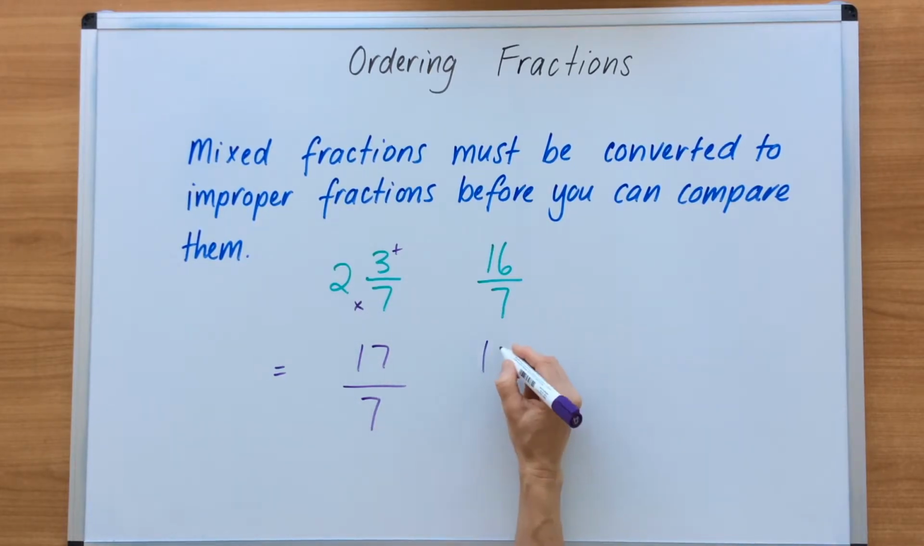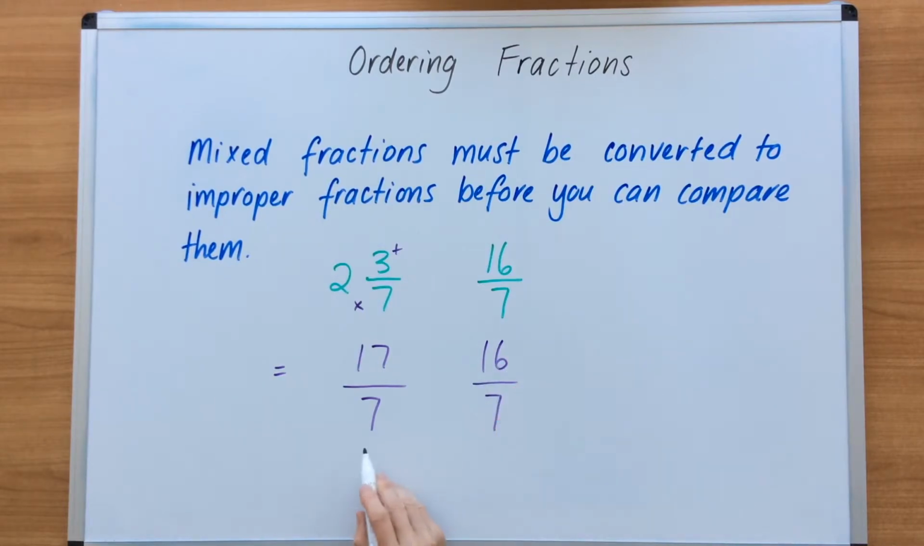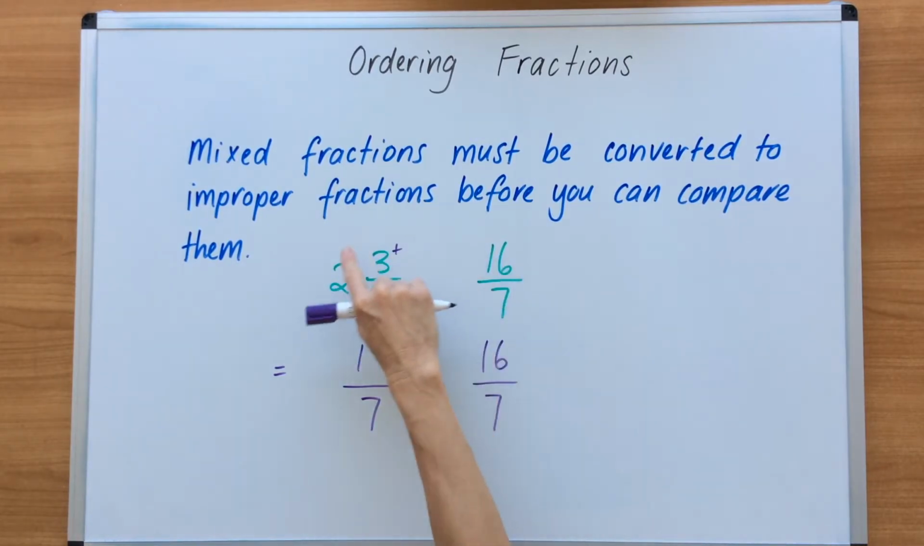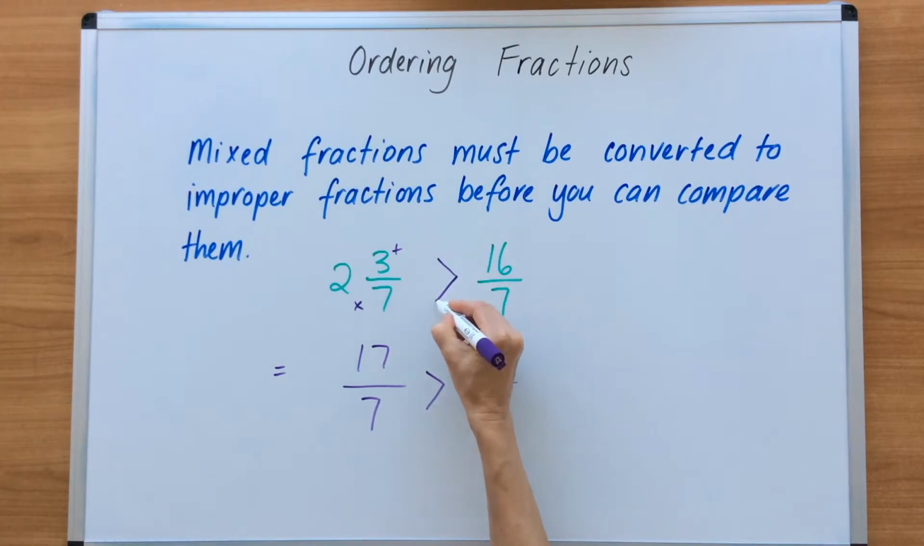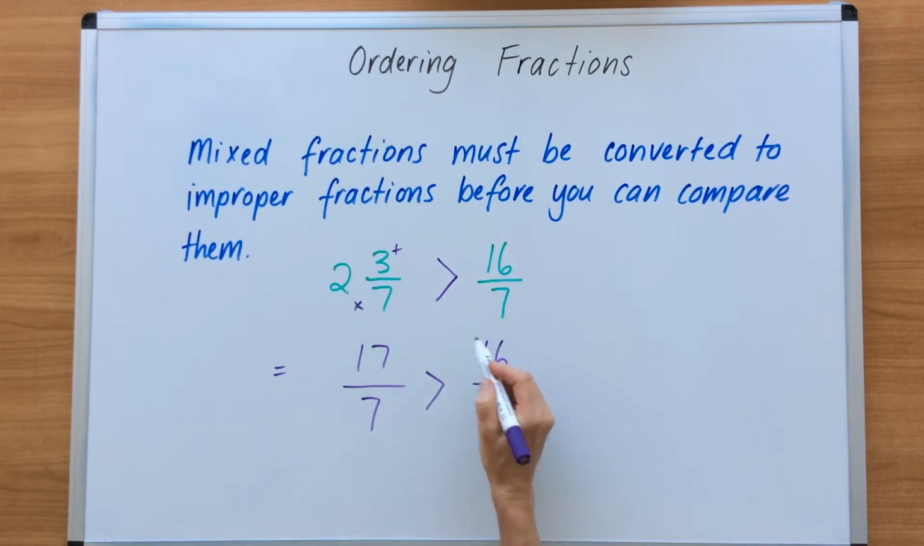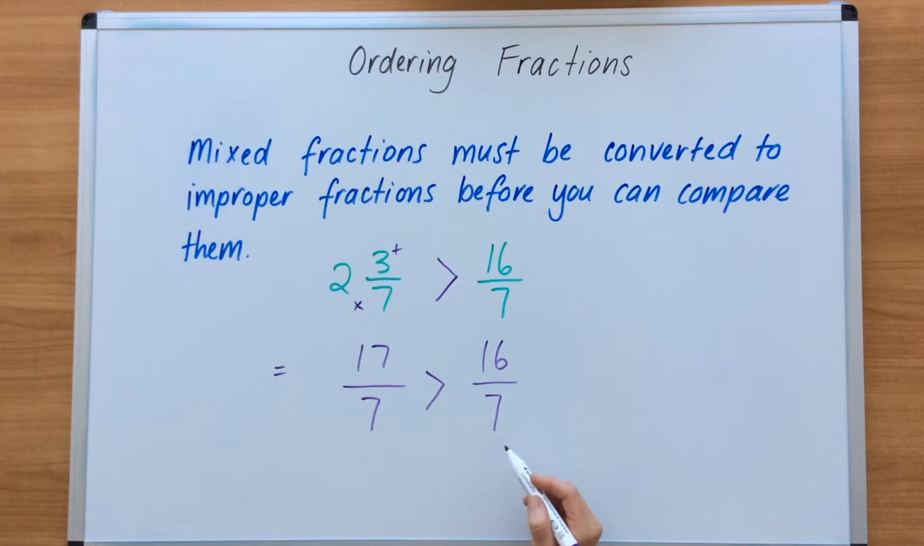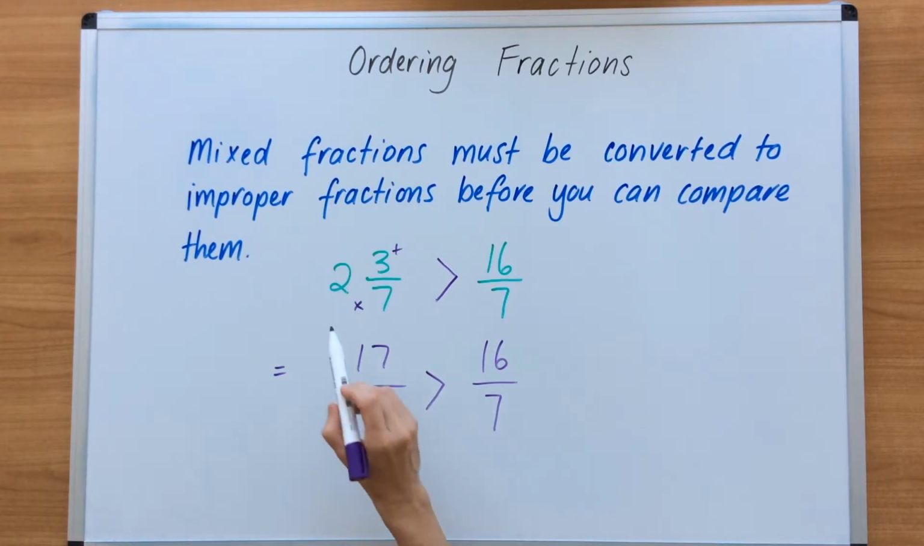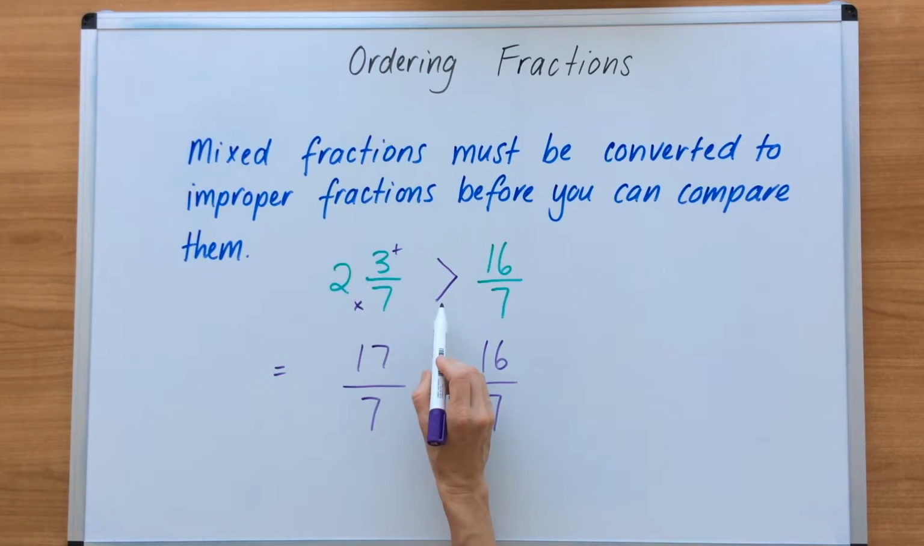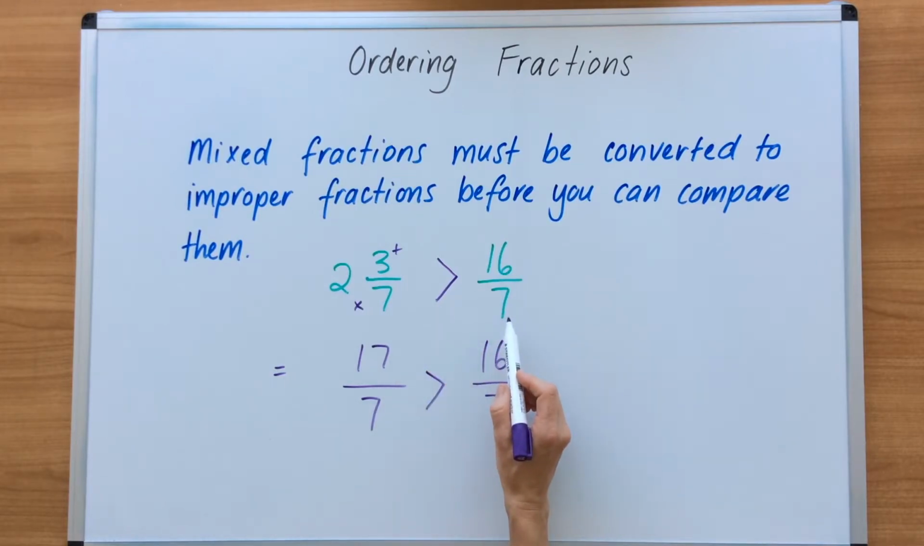I can then drop this one down here beside it. The same denominator enables me to compare these two now. I can see that 17 is greater than 16. So I can say 17 over 7 is greater than 16 over 7. But remember, you must come back to the original fractions and put the symbol in for greater or less than. Do not leave it as 2 improper fractions. Okay? So we know that 2 and 3/7 is greater than 16 over 7.